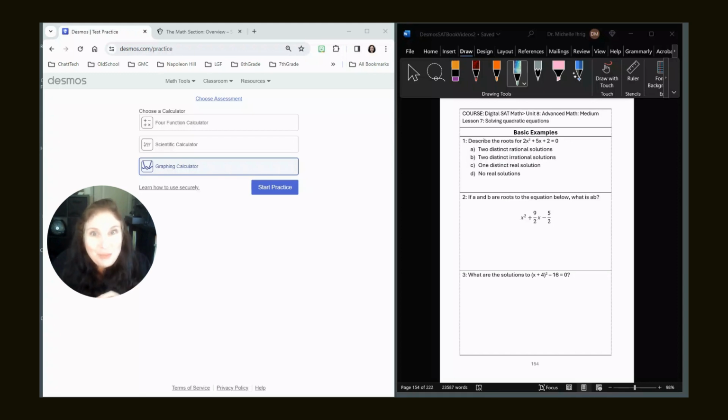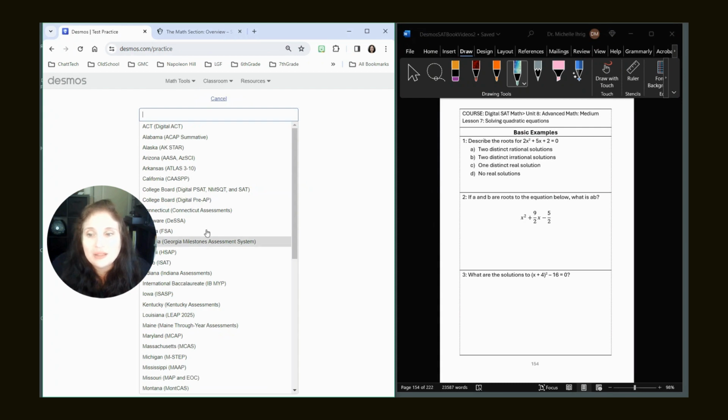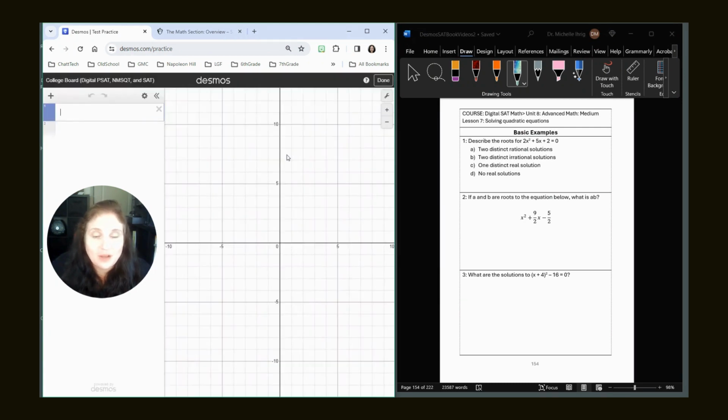Open up the Desmos calculator, please. This is pointless if you don't click along with me. So open up Desmos. The link is in the description. Click Choose and click College Board. If you're doing my algebra videos, you heard me click Georgia, but because we're studying for the PSAT and SAT, we're going to click College Board. Moving on. All right, page 154.